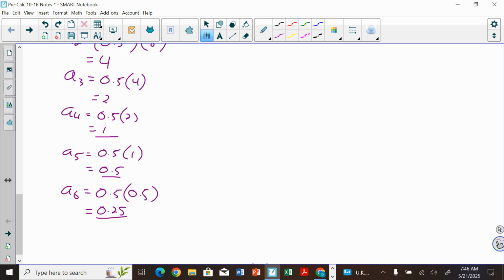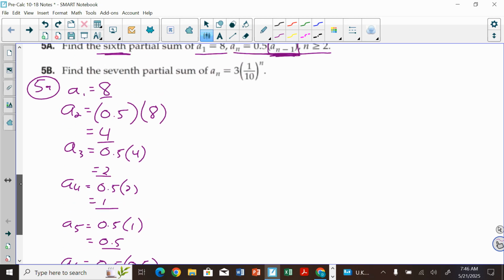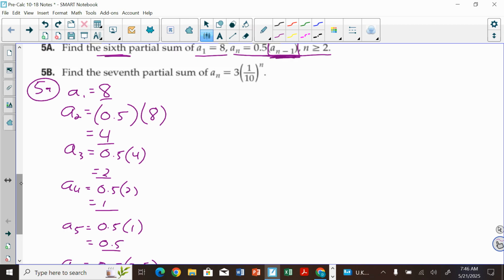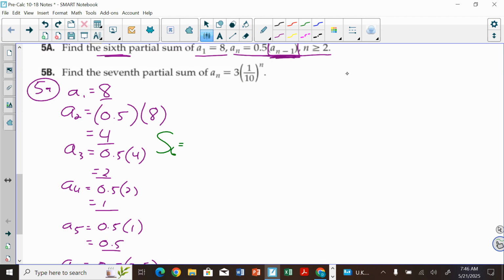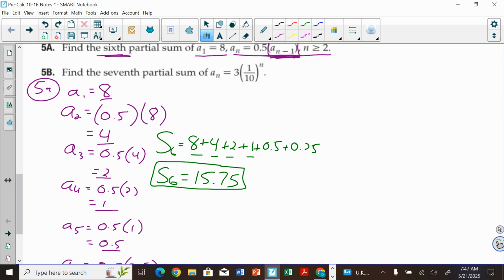Okay, so now we just add all of these things up because those are the 6 terms. So the 6th partial sum, when we put it in terms of S sub 6, would equal 8 plus 4 plus 2 plus 1 plus 0.5 plus 0.25. We can add those up: 12, 14, 15, and then 15.75. Basically that would be my answer there, okay?